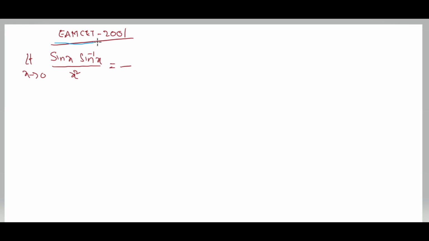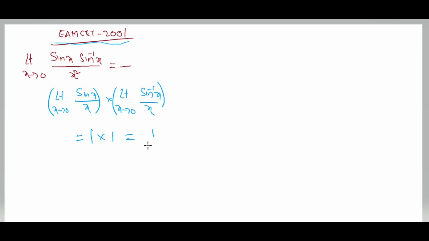Friends, this problem is from MSET 2001. Here is given limit x tends to 0, sin x into sin inverse x over x^2. So this is equal to limit x tends to 0, (sin x/x) into limit x tends to 0, (sin inverse x/x). Limit x tends to 0, sin x/x, that value is 1, and limit x tends to 0, sin inverse x/x, that value is 1, 1 into 1 is equal to 1.